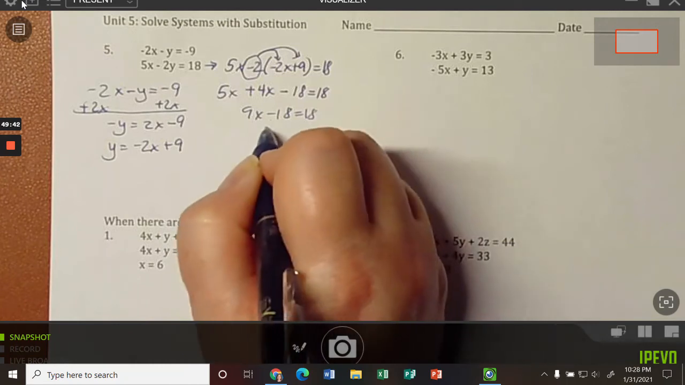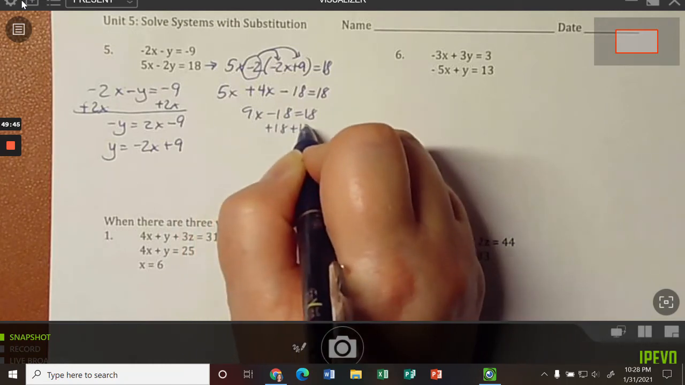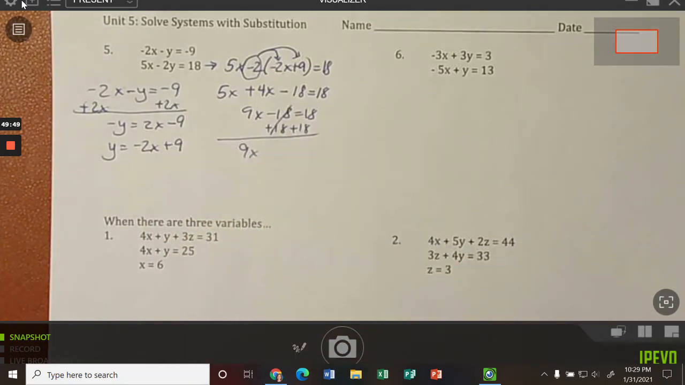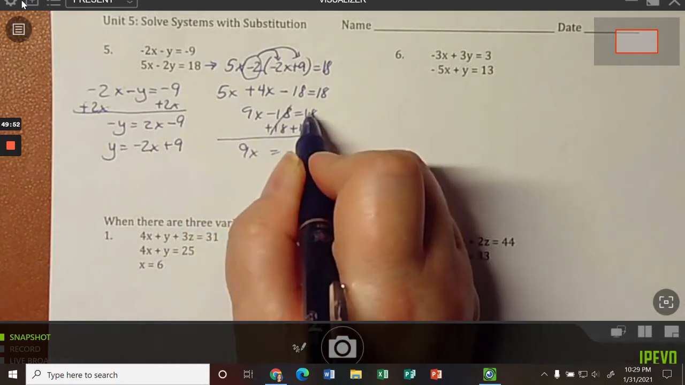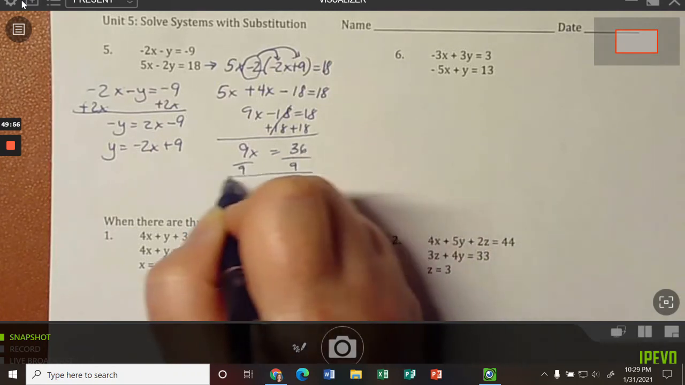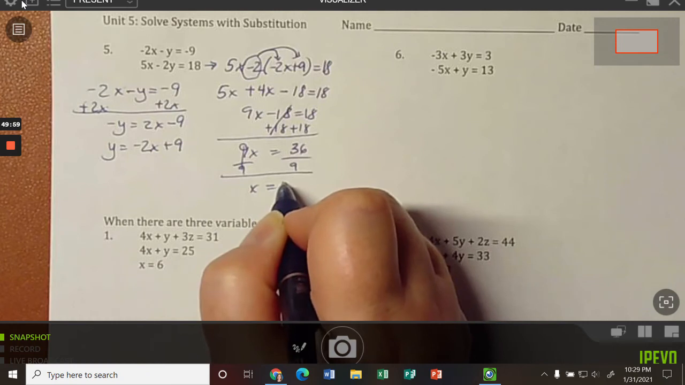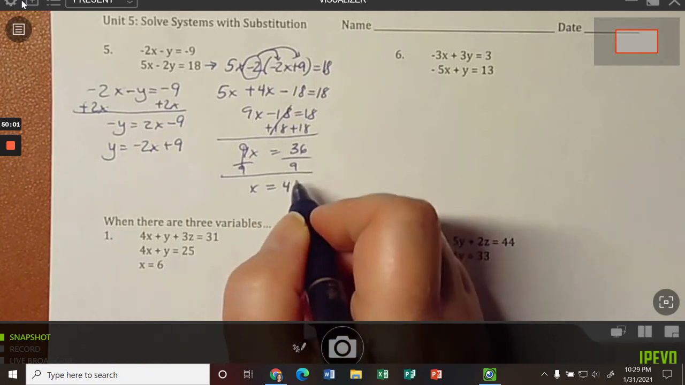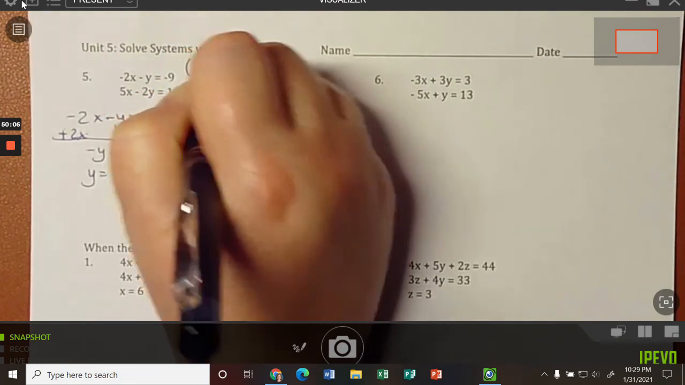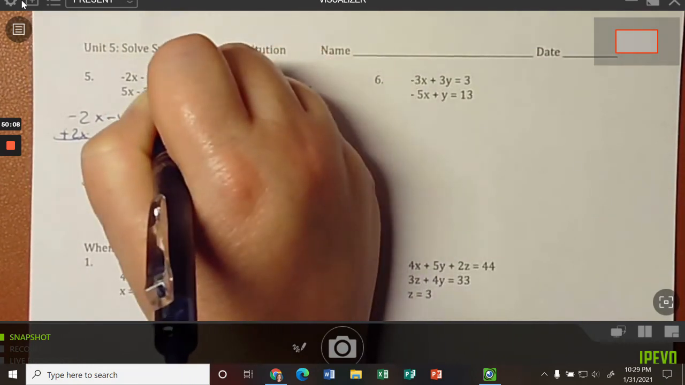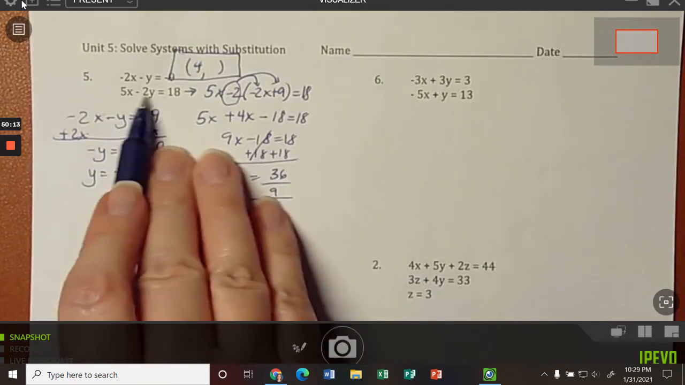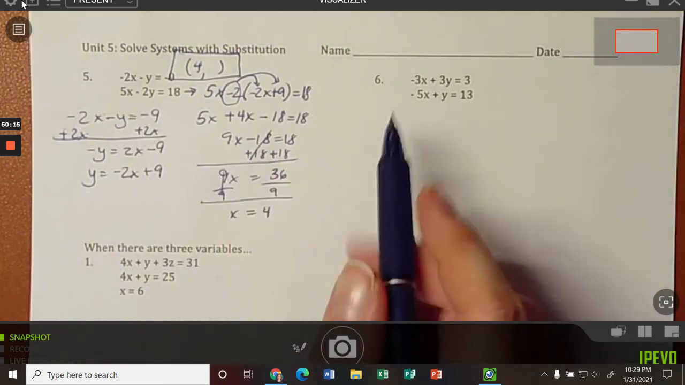Then add 18 to each side. 9x. Negative 18 plus 18 is 0. Bring down the equals. 18 plus 18 is 36. Divide each side by 9 to get x equals 4. So we know the x coordinate of our solution is 4. And then once we know that, we can substitute that into either equation to solve for y.